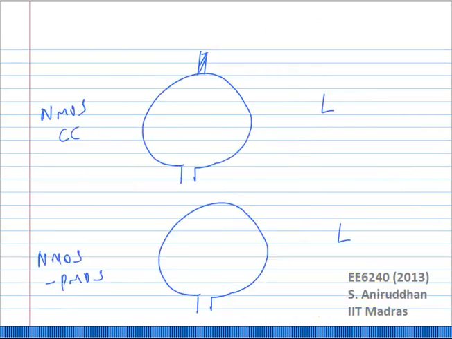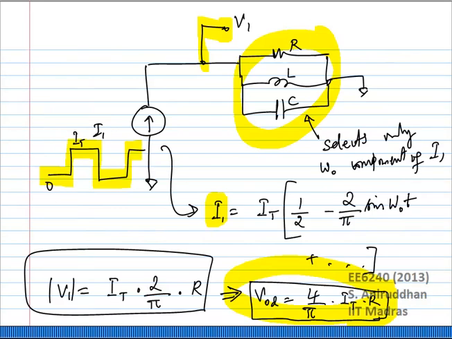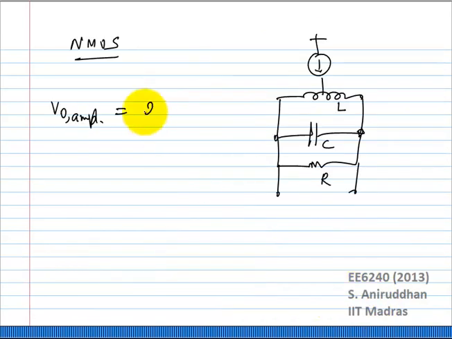Now let us take a step back. Let us go back to this NMOS oscillator. So I have normalized the inductance value, RLC. What should the output amplitude be? In the earlier case, we had 4 by pi times IT times R, but now it will be 2 by pi times IT times R, with the normalized RLC tank.